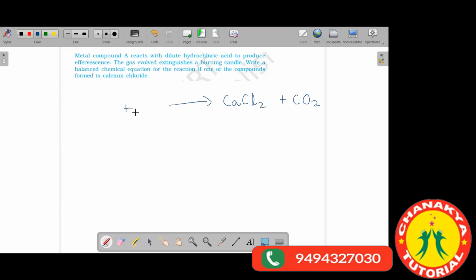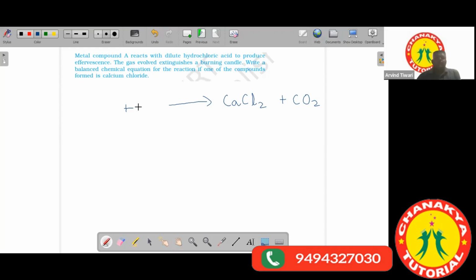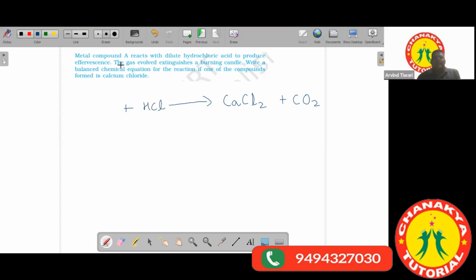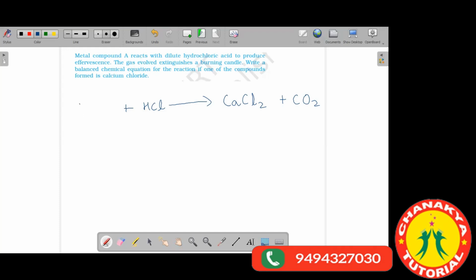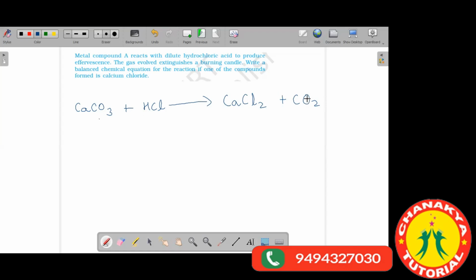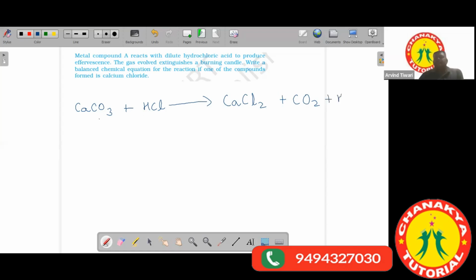CaCO3. Which acid was there? HCl. And what was compound A? Calcium carbonate. Very good. So it was calcium carbonate which reacted with acid to form calcium chloride and carbon dioxide. Is there anything left out? Water. And now can we balance this reaction?